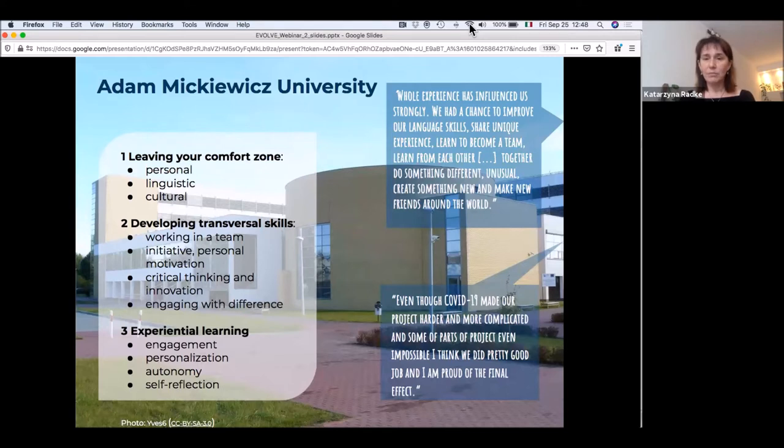You have two quotes, but they are not enough. And the students highlight all the elements I mentioned. Students say, we had a chance to improve our language skills, share unique experience. We had a chance to learn to become a team, learn from each other, together do something different, unusual, create something new, and make new friends.